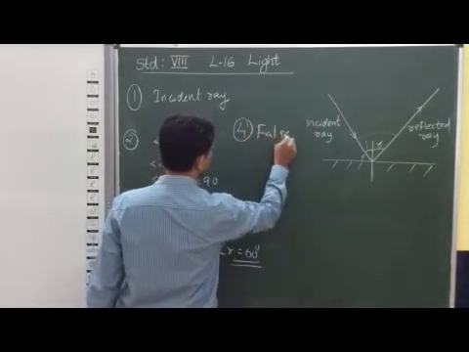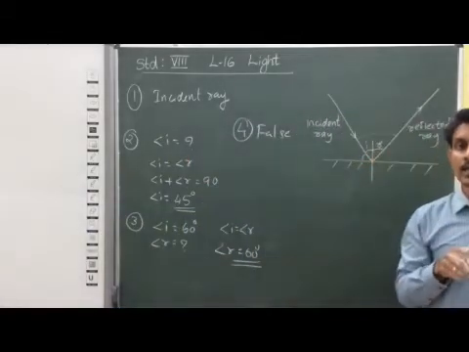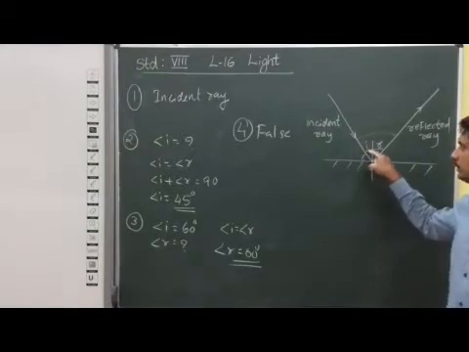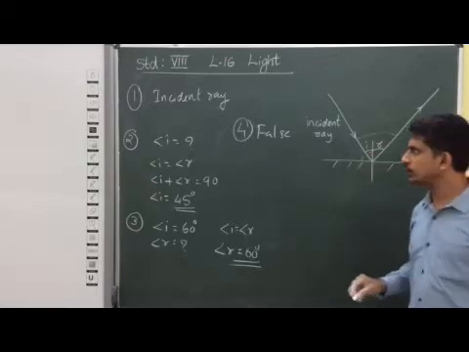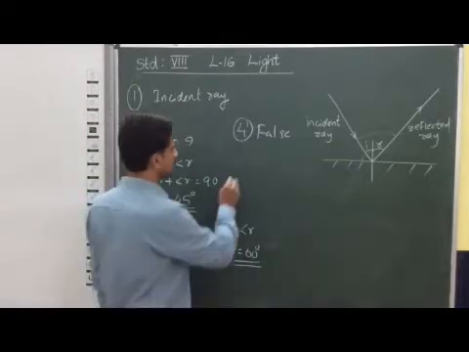We can say that this is false because angle of incidence means the angle formed between the incident ray and the normal. So this is our angle of incidence, not this. This angle is known as the angle of incidence. So according to question number 4, the statement is wrong, that means false.